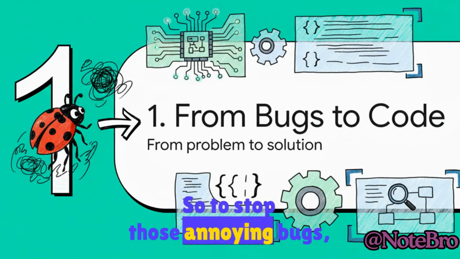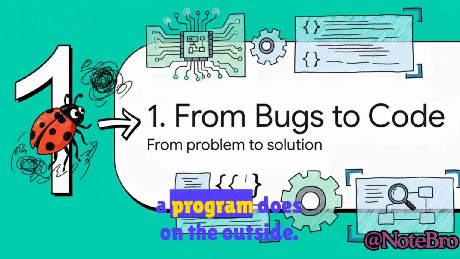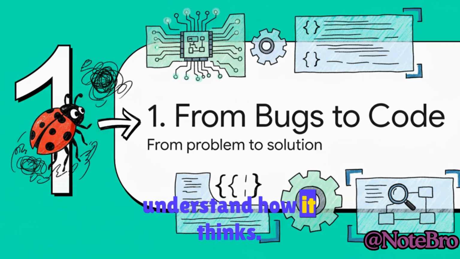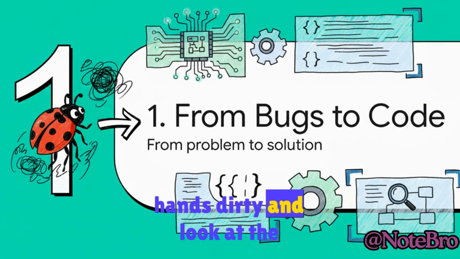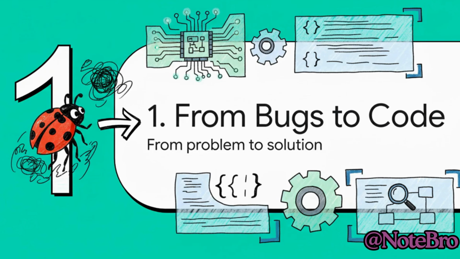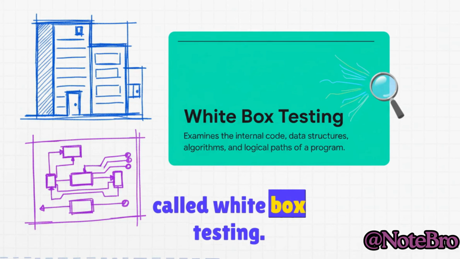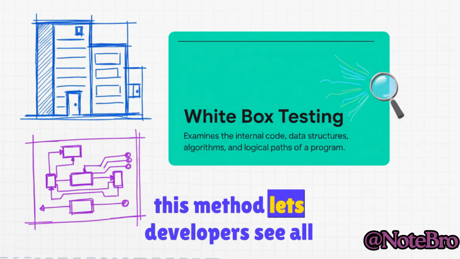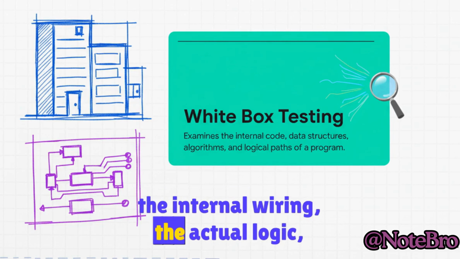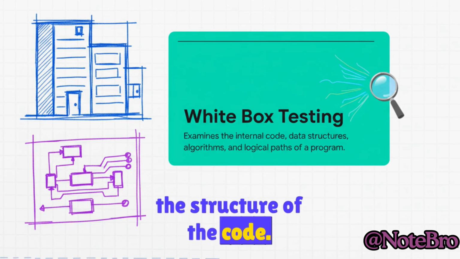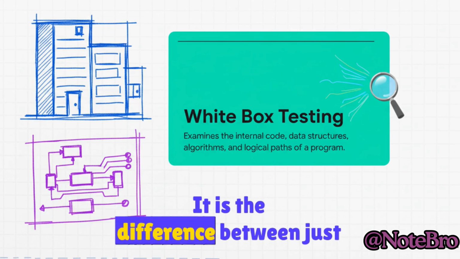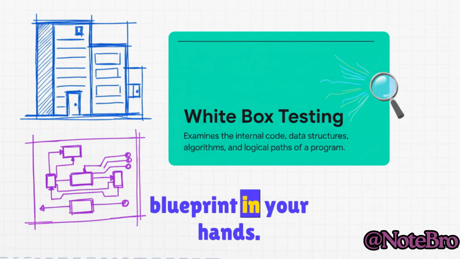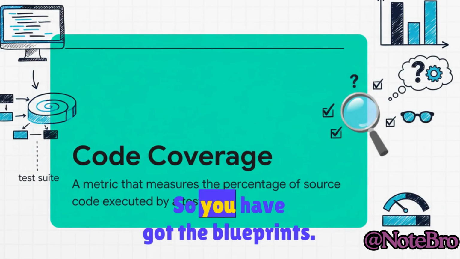So, to stop those annoying bugs, we can't just look at what a program does on the outside. Nope, we have to go deeper and understand how it thinks. It's time to get our hands dirty and look at the code itself. And that brings us to something called white box testing. Instead of just poking at an app from the user side, this method lets developers see all the internal wiring, the actual logic, the structure of the code. Think of it this way: it's the difference between just testing if a light switch works and having the building's entire electrical blueprint in your hands.